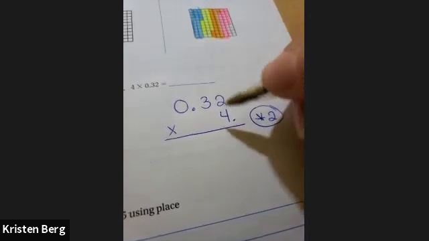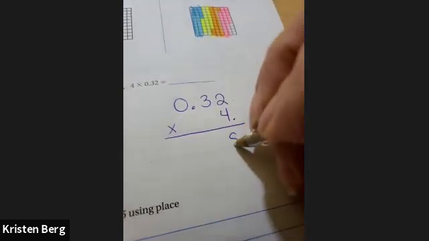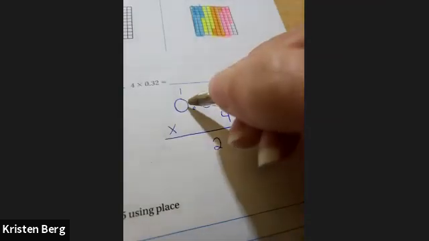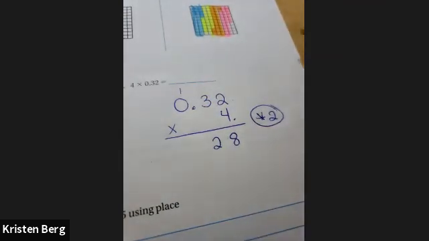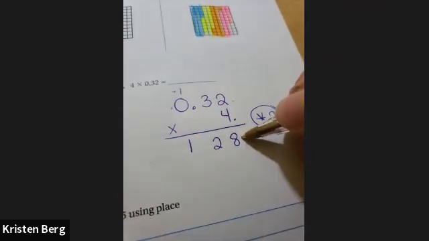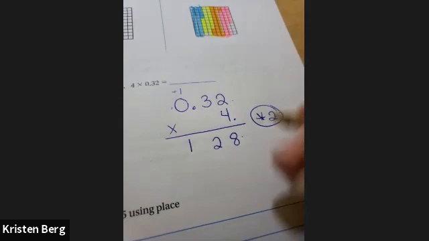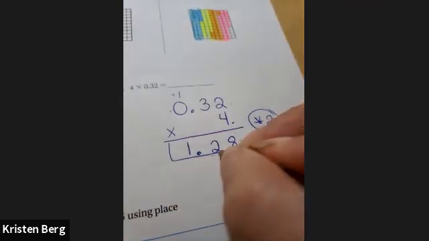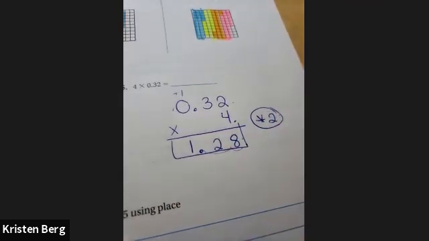First is 4 times 2 is 8. Then 4 times 3 is 12. Carry your 1. Then 4 times 0 is 0. Plus your 1 is 1. So is this my answer? No, it is not, because remember, I need to move my decimal 2 decimal places from the back. So now it is 1 and 28 hundredths. All right, now I'm going to skip down to number 7, so we're not going to do this one.